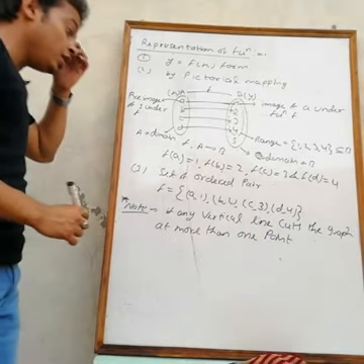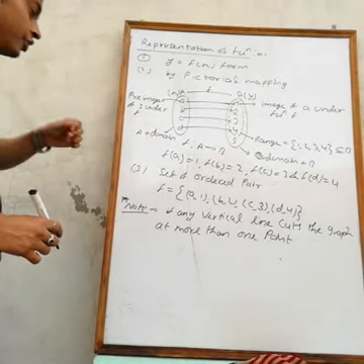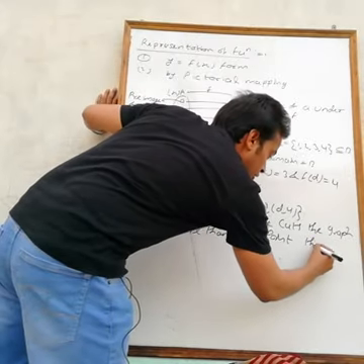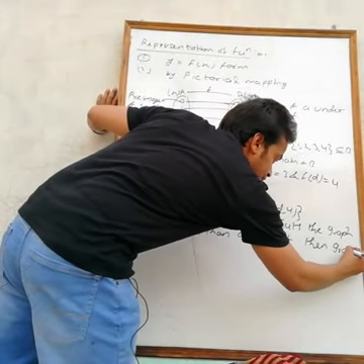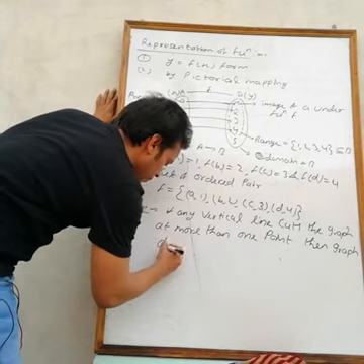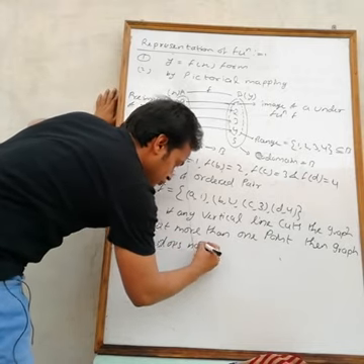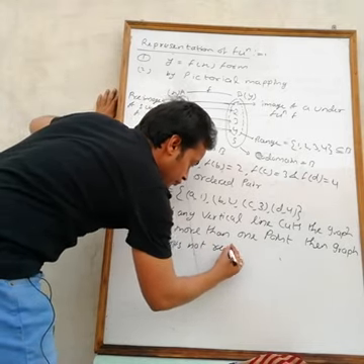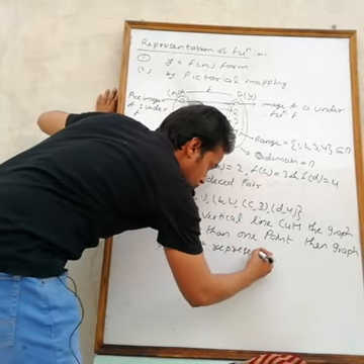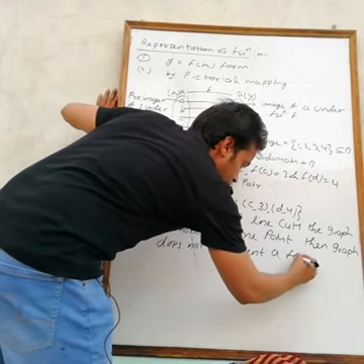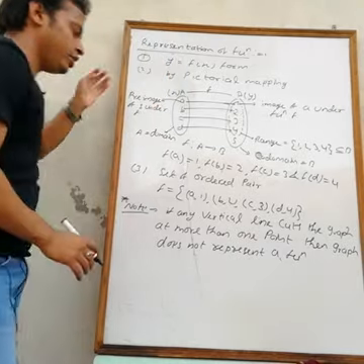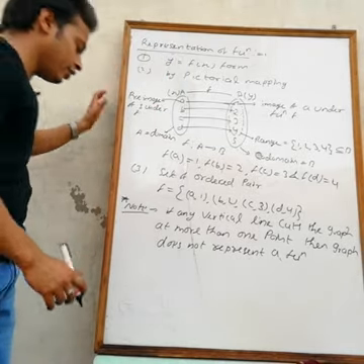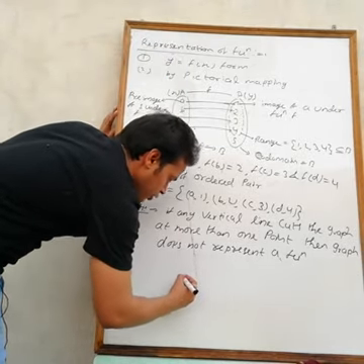Okay, if any vertical line cuts the graph at more than 1 point, then the graph does not represent a function. This is the only condition. I will explain how we get this. So I am taking two graphs.